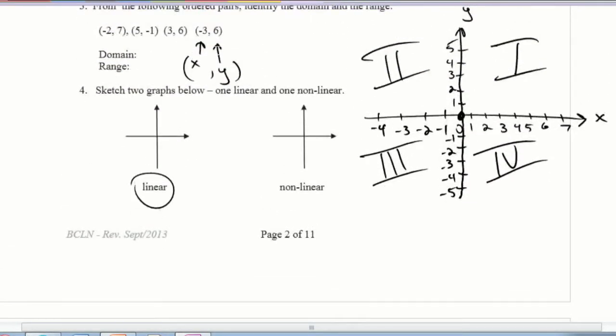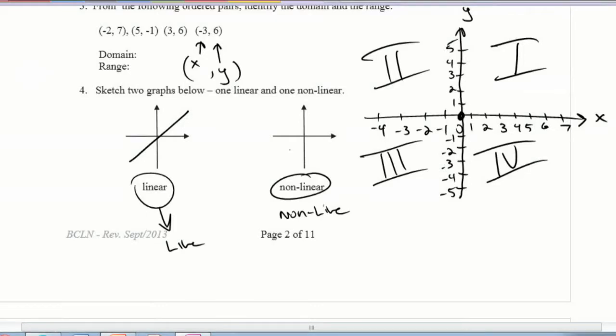Linear means line, and nonlinear means non-line. Kind of a silly way of talking about it. So a linear graph would be something like, I'll use a ruler, make sure I get the line as straight as possible. There we go. So there's a line.